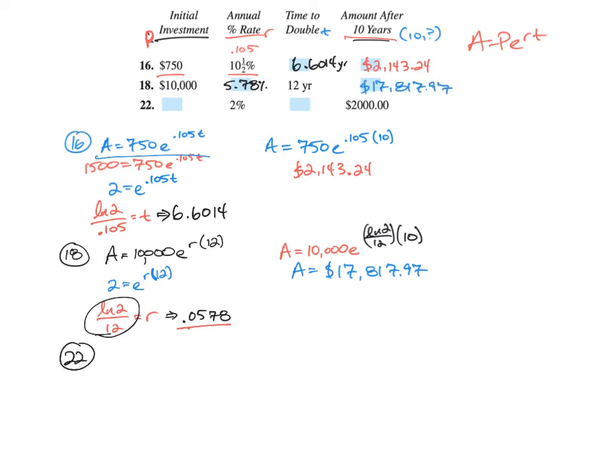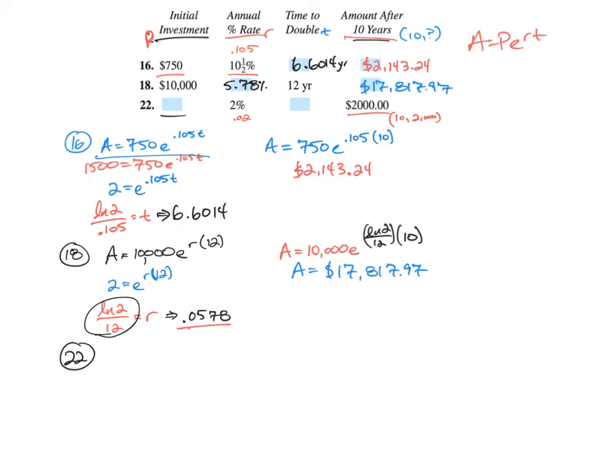Let's look at number 22 now. On 22, does it give me my P? No. What's it give me? It gives me my R. What is my R? 0.02. And then it gives me an ordered pair: $2,000 after 10 years. So this is really a 10 comma $2,000, and that's really what we're going to be using soon.